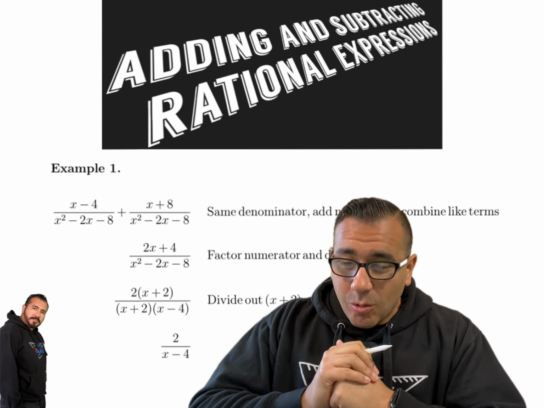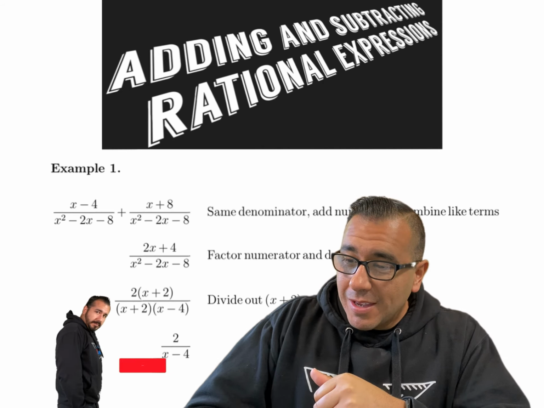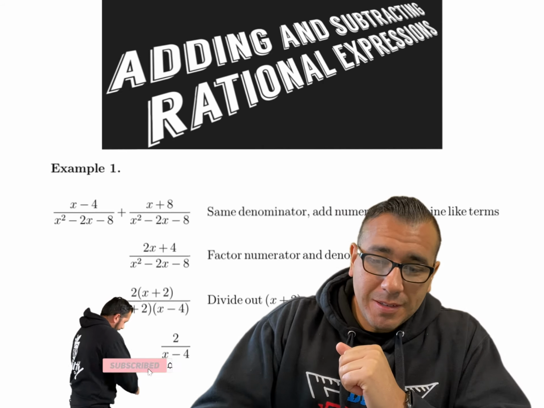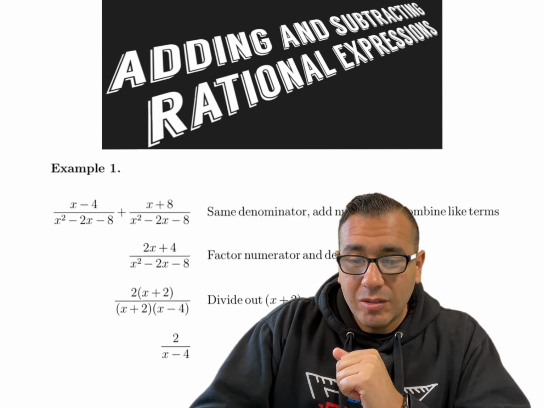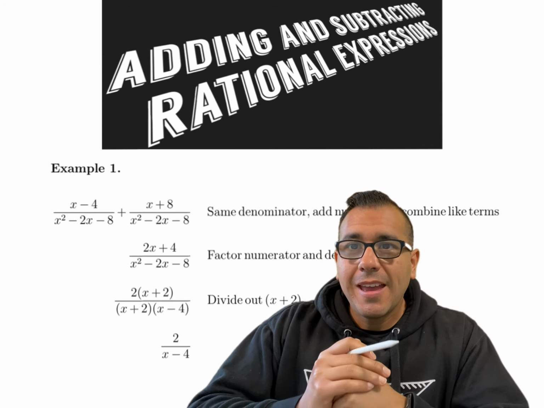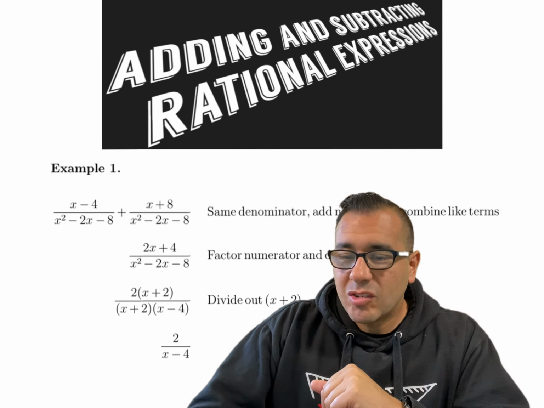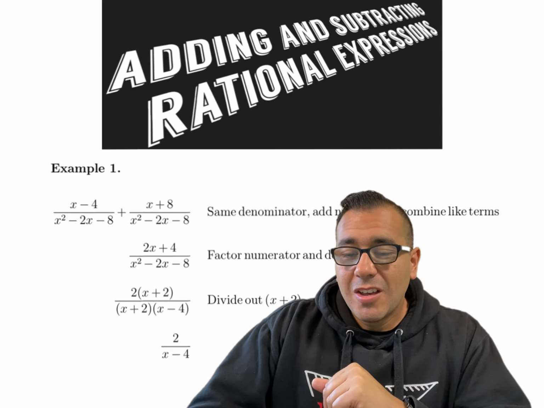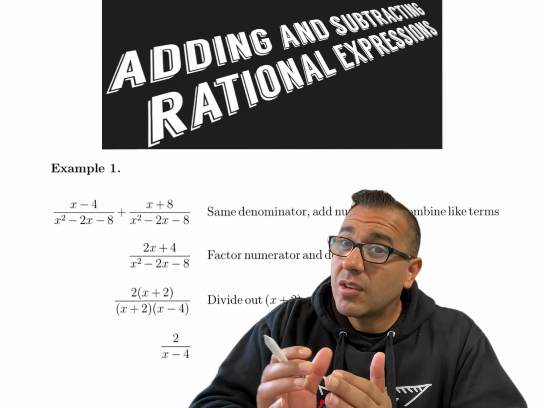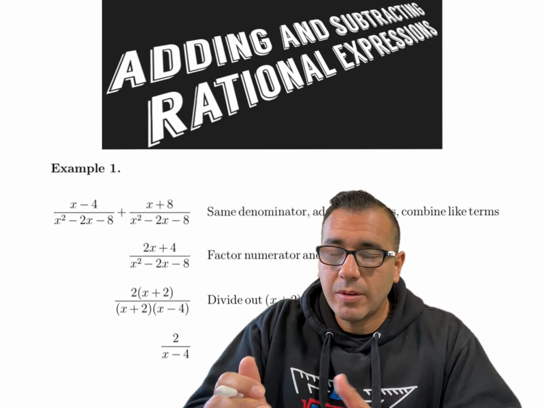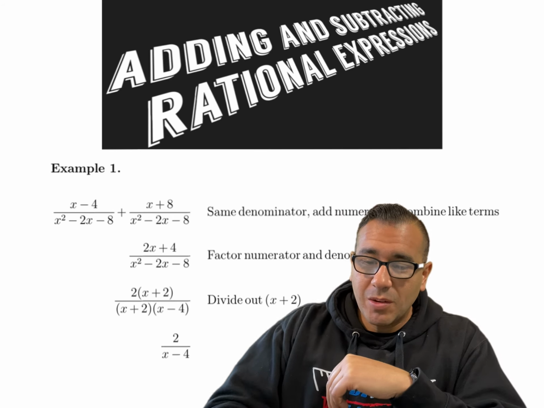All right, so let's go ahead and add these rational expressions here. Notice this is a rational expression because we have two or more fractions that we're adding or subtracting, and it's not equal to anything. So it's not equal to, say, another fraction. It's not equal to a constant. This is the difference between adding rational expressions versus solving rational expressions. So all we're going to focus on is adding and subtracting these. Let's jump in here.